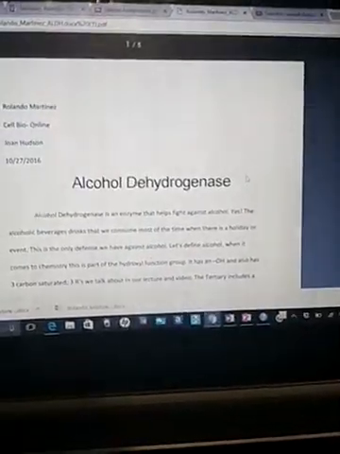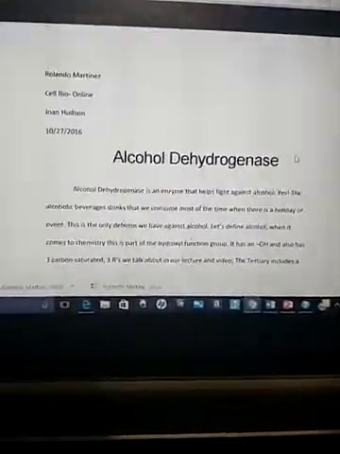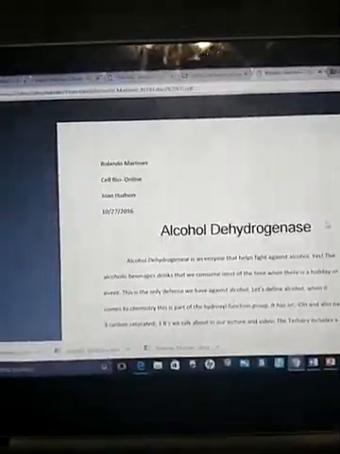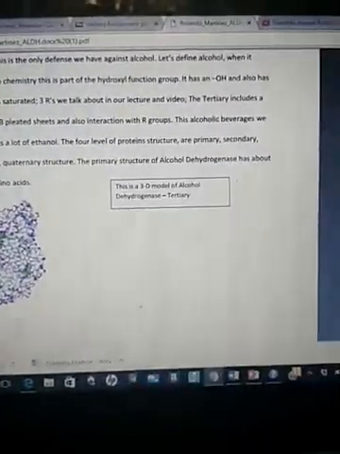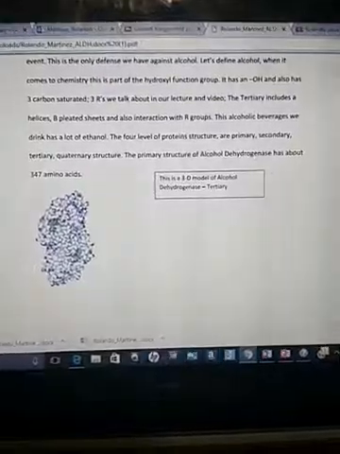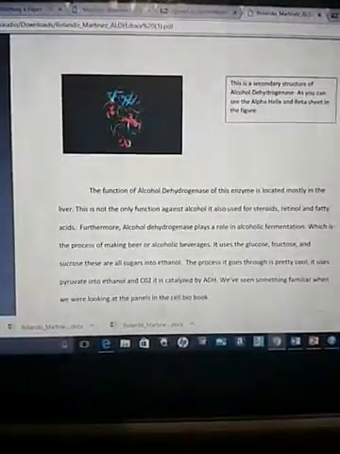I have alcohol dehydrogenase, which is an enzyme that fights against alcohol. Basically, the alcohol that gets through your body when you drink, it metabolizes the whole thing. Here's a 3D model of it. It has about 347 amino acids, and they do have the 3 R groups that we talked about in lecture in the video. This is the secondary structure, as you can see, the alpha helix and the beta sheets in the figure.